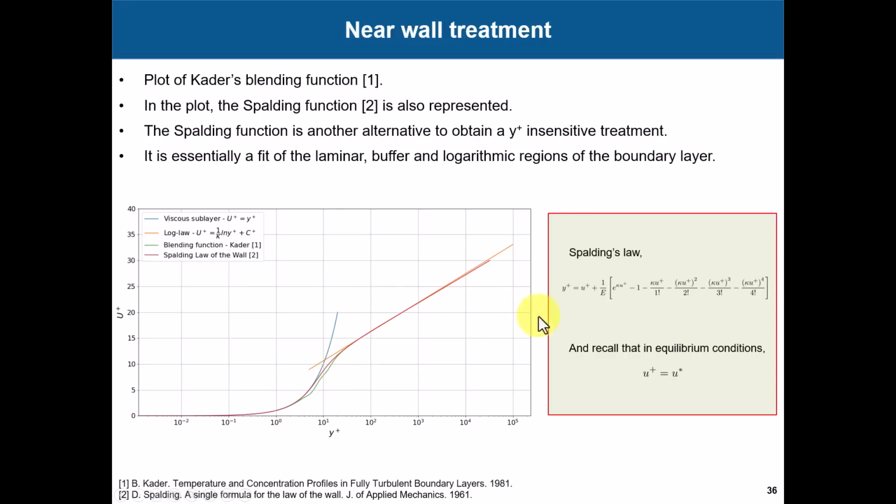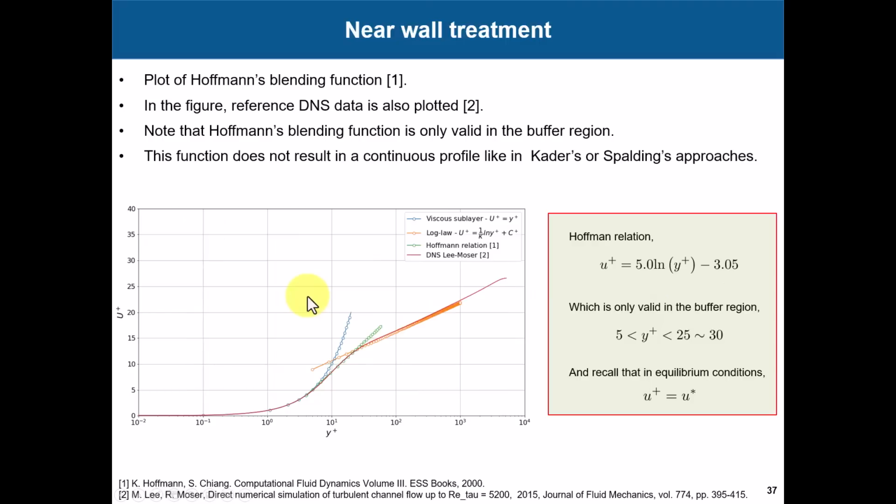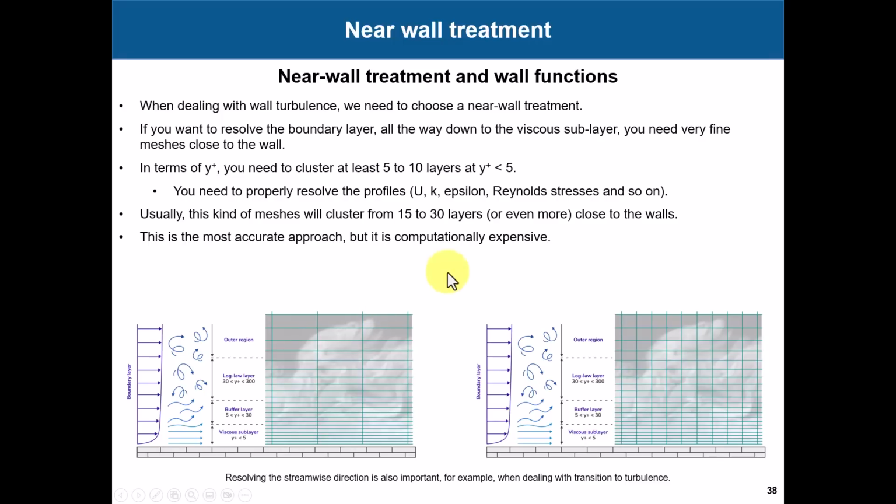Then we have the Spalding law. The Spalding law here is represented by the red line, and see that it's doing this, blends to turbulence, and you have this. So using this correlation, you can now link your profile to the shear stresses at the wall. And then there are some other approaches, so Hoffman blending, just to mention more approaches.